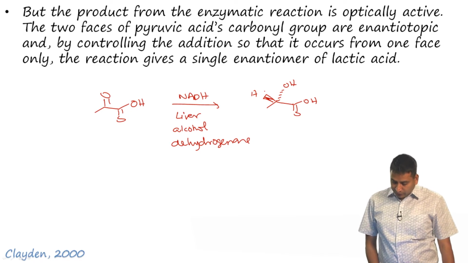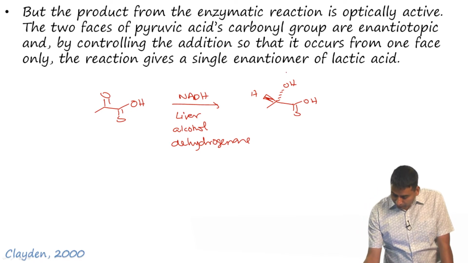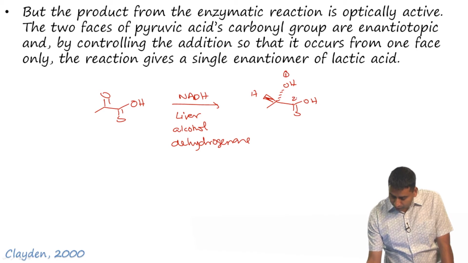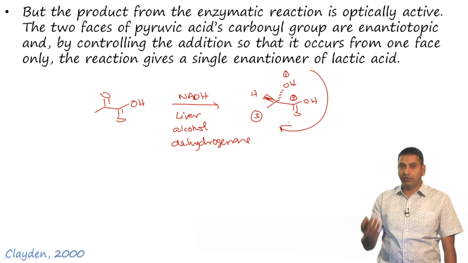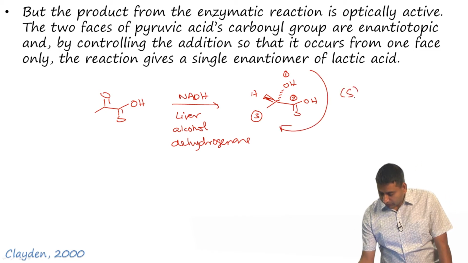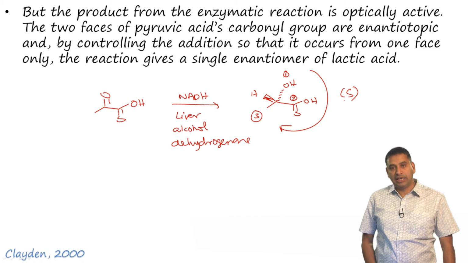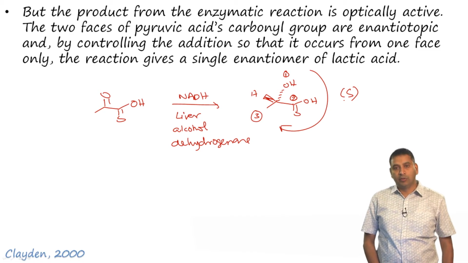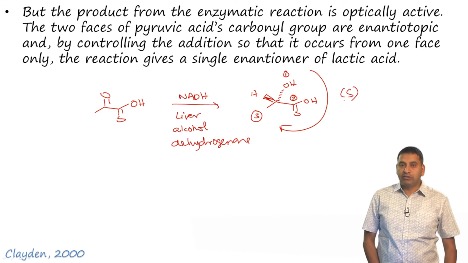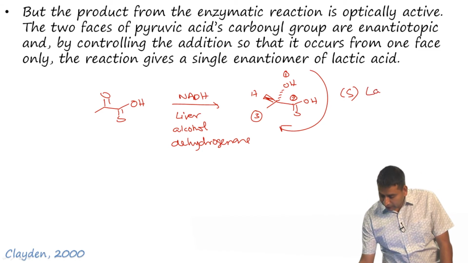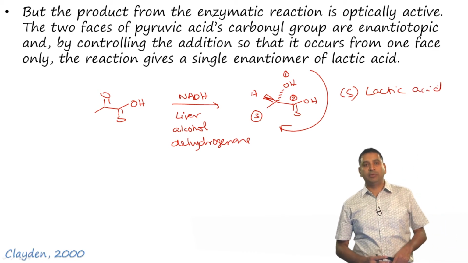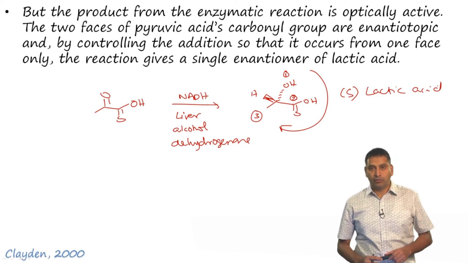So, now let us assign the stereochemistry for this molecule. So, the priority here is 1, the priority is 2, the priority is 3, and so this is clockwise, but hydrogen is facing us. So, this becomes S. Okay. So, when you react pyruvic acid with NADH in the presence of an enzyme such as liver alcohol dehydrogenase, you end up exclusively with S lactic acid. Okay. So, this is one of the very interesting aspects of how nature carries out its reduction reactions in a very enantiospecific manner.